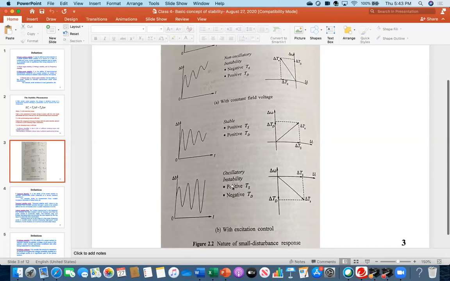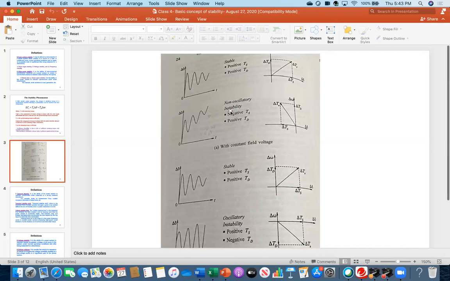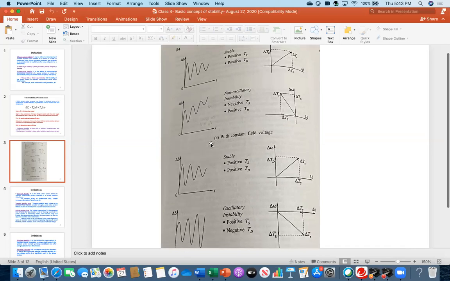So what is the reason for this oscillatory instability? Why is it oscillating? Due to lack of damping torque. So that's why the damping torque has been negative. That is the meaning. And in this case, what is the reason for non-oscillatory instability? Due to lack of sufficient synchronizing torque. Therefore, this is the difference.